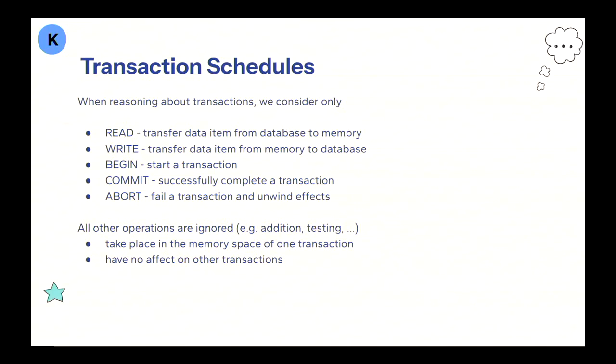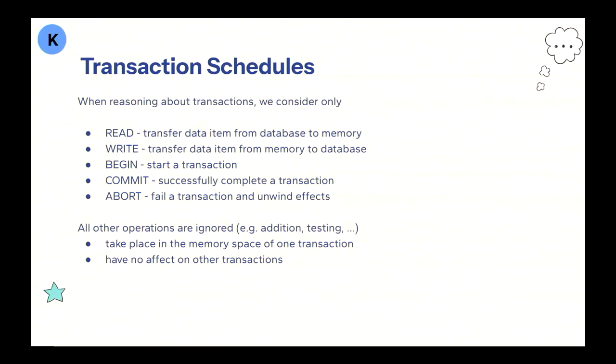Before we jump into the details, let's simplify the problem here. Because transactions consist of all kinds of database changes, let's only consider these operations. The first operation to be considered is read, which is to transfer a data item from the database to memory, to read from the actual table. And the second one is called write, which is to transfer the computed result from the memory to the actual database, to the actual table.